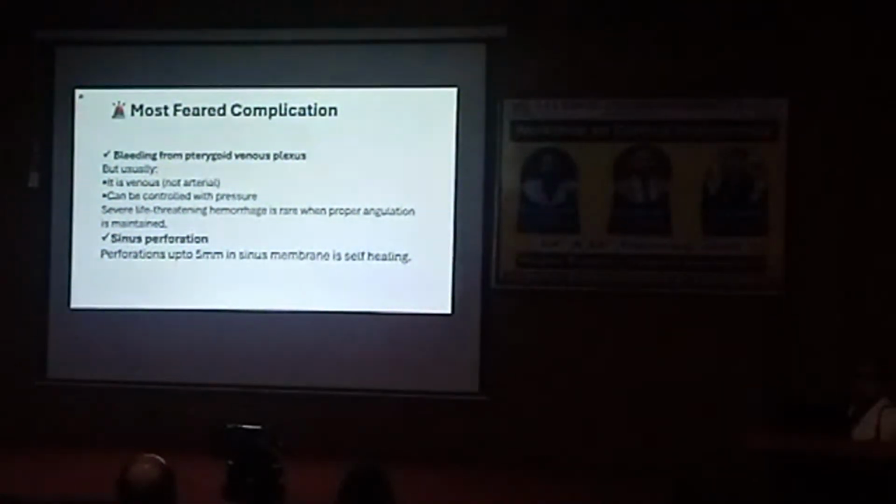Most feared complications: bleeding from the pterygoid venous plexus, but it is venous blood, and can be controlled with pressure. Severe life-threatening hemorrhage is rare when proper angulation is maintained. So when you are able to judge your vertical and horizontal angle, this will never happen. Sinus perforation, it could happen. So we are taking this trans-sinus approach. It means the sinus is not an obligation or a hurdle in our path. We can go with the sinus, we can use the sinus for anchorage as well. Perforation up to 5 mm of sinus membrane is self-healing.